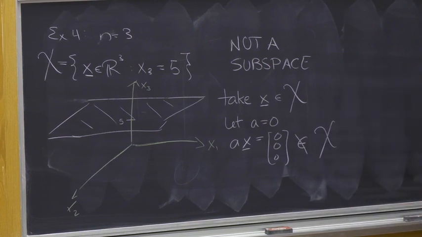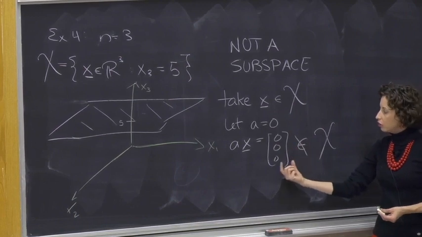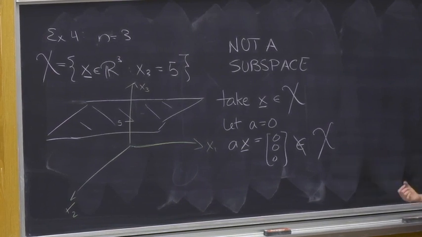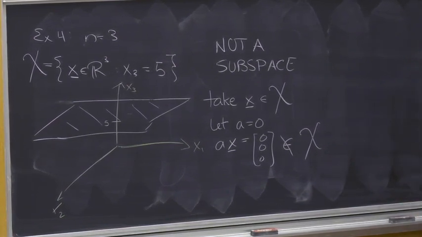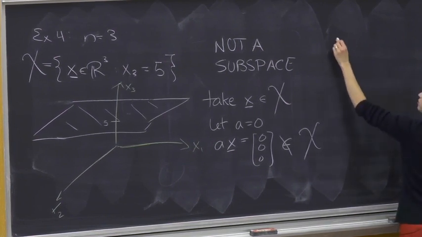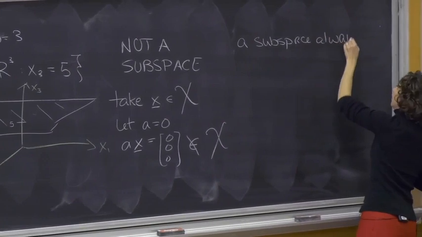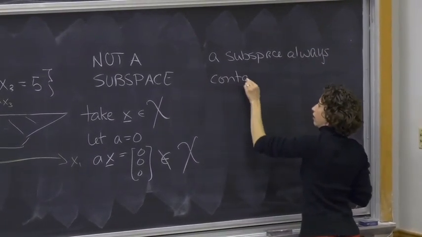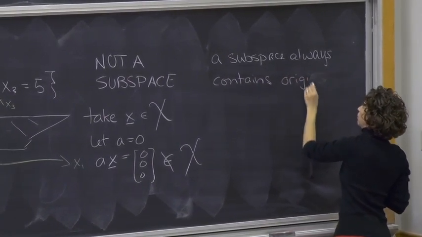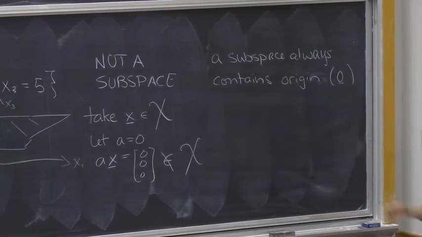Okay, so here we've got an example of a set where we found a point in the set and we scaled it, and that scaled version was not inside the original set. So therefore, this is not a subspace. It doesn't satisfy this basic definition that we have up here. And more generally, we can say a subspace always contains the origin, or the all-zero vector. And it has to for exactly this reason.